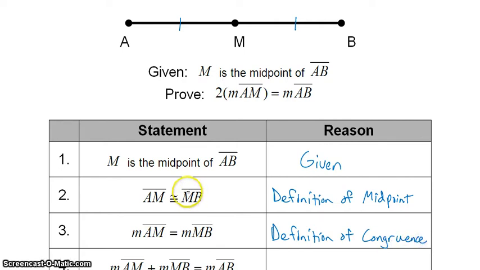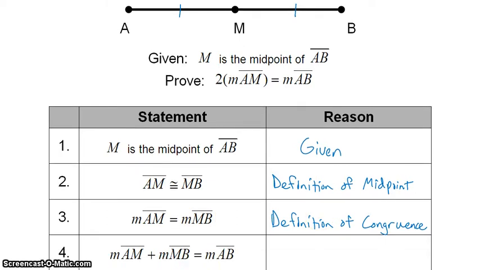Notice that each time I go from one statement to the next, the reason goes to the right. So I go from here to here, reason goes here. From here to here, reason goes here. The next step is a little bit tricky. The measure of AM plus the measure of MB equals the measure of AB. If I look at my picture, AM plus MB equals AB. Smaller segment plus smaller segment equals my bigger segment. The reason that I can add these segments together and get this bigger segment is the segment addition postulate.